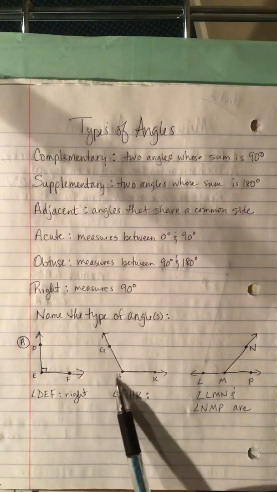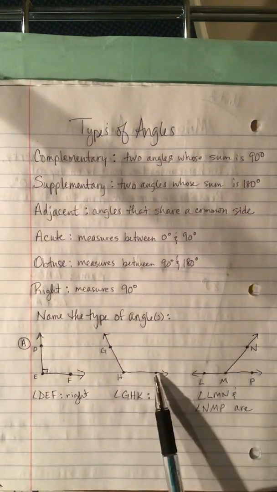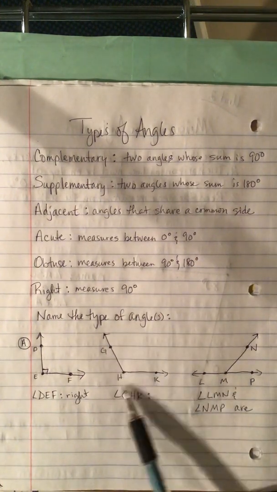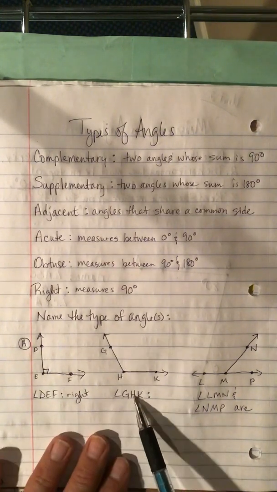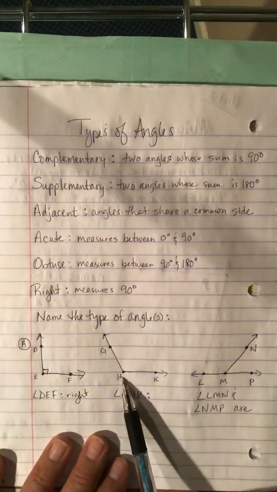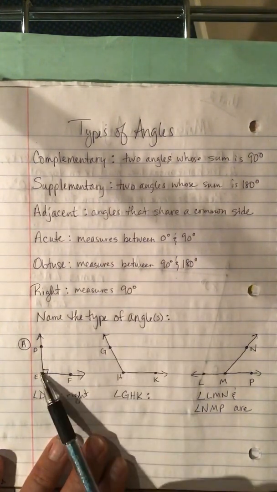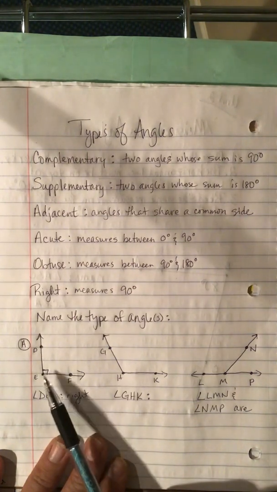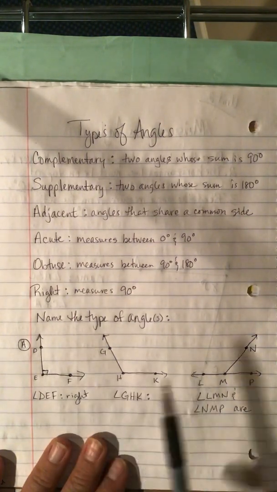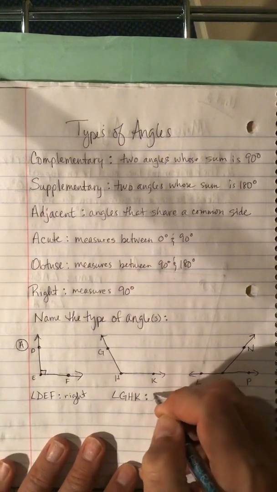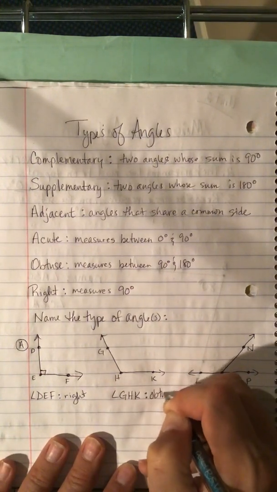Here we have angle GHK. You could have called it angle KHG, but that's just the way that I named it. Angle GHK, we don't know the exact measure, but we do know that it's greater than 90 degrees, but it doesn't quite make a straight line. So we're just going to call it obtuse.